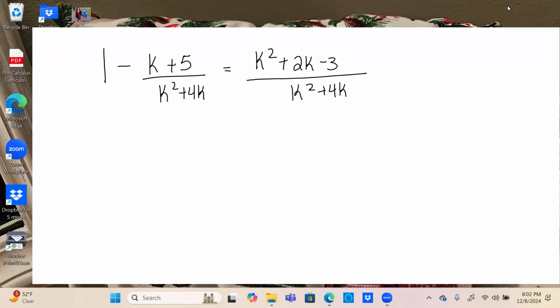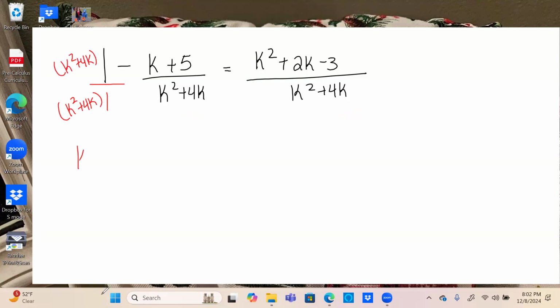So thankfully, the middle guy and the right-hand guy already have the same denominator of k squared plus 4k. Yes, I know that has a GCF. We're going to just leave it for now. And so we just need to get the 1 with that same denominator. So 1 is really over 1 to turn it to a fraction. And then we want the common denominator, so we're going to times it by k squared plus 4k, and then we'll do it to the top because we have to be fair.